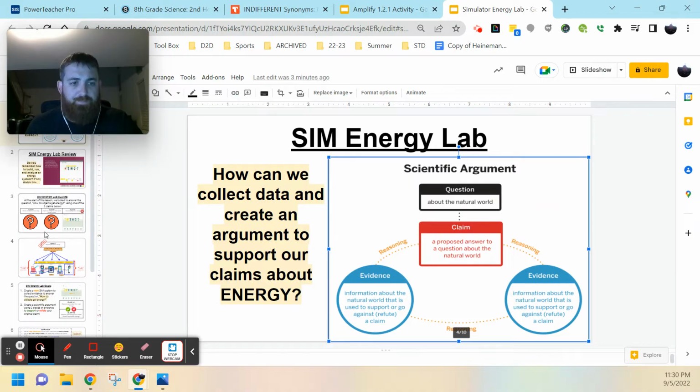Now before we get into that, let's first talk about how we can collect and create an argument to support our claims about energy. So we're going to be collecting data and creating an argument to support our claims. And if you remember, we have our scientific argument here where we take a question like, how do we know something has energy? We have a claim, so we have our claims that we look to use, and we have evidence that we look to find and support with reasoning.